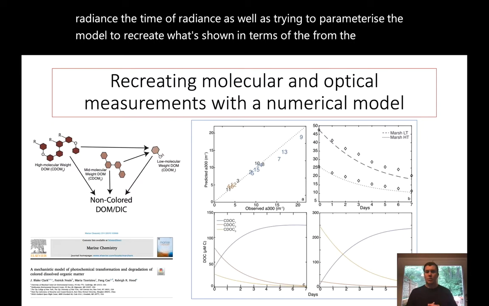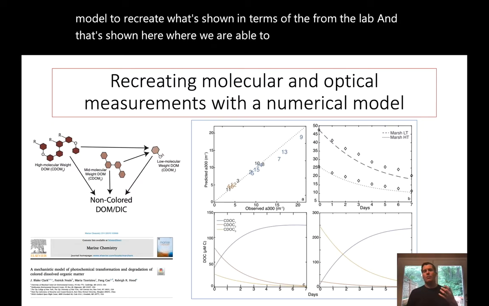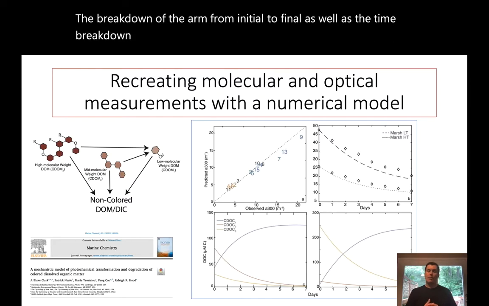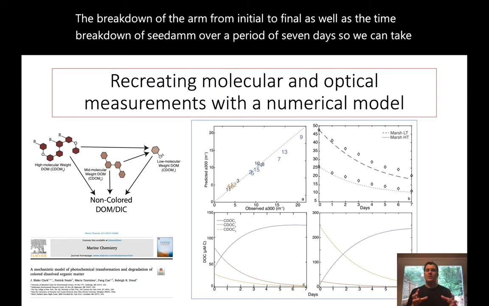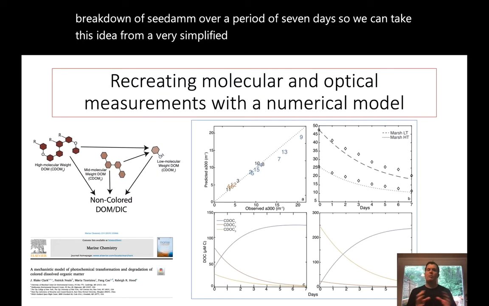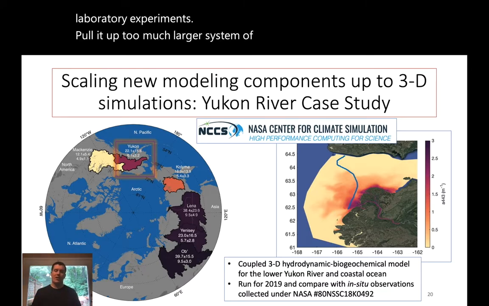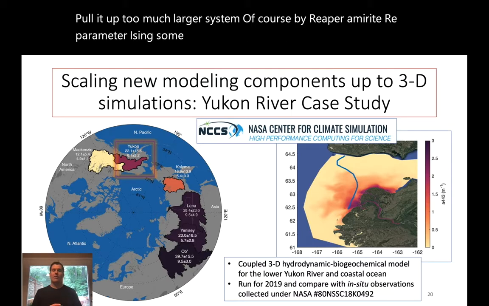And that's shown here, where we were able to pretty accurately recreate the breakdown of DOM from initial to final, as well as the time breakdown of CDOM over a period of 7 days. So we can take this idea from a very simplified system where we're just recreating laboratory experiments, scale it up to a much larger system, of course, by reparameterizing some important aspects of the model itself.